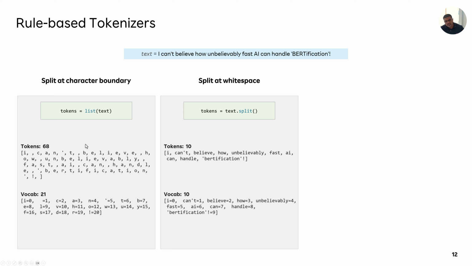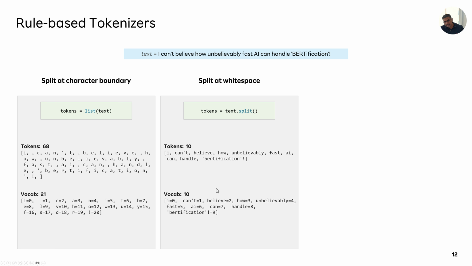The obvious, intuitive way of tokenization is you tokenize at every white space. You essentially take, I can't believe, and so on, and you say I is one token, can't is another token, believe is another token. If you do it this way, you essentially say there are 10 tokens or 10 words, and your vocabulary also has 10 unique words. There's no repeating word here, so the vocabulary also has 10 unique words.